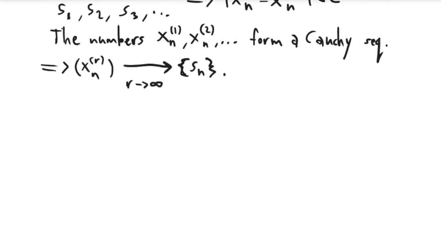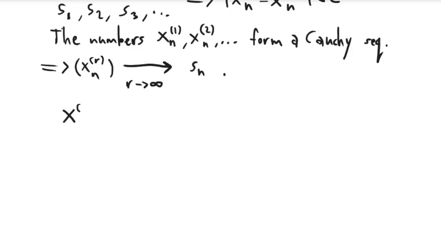And this is what we want. Because this is for a fixed n. Sorry, yeah, this shouldn't actually say this, because this is just a number. So for a fixed n, x_r^n converges to S_n.